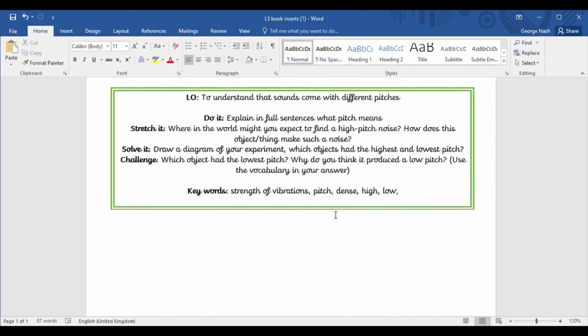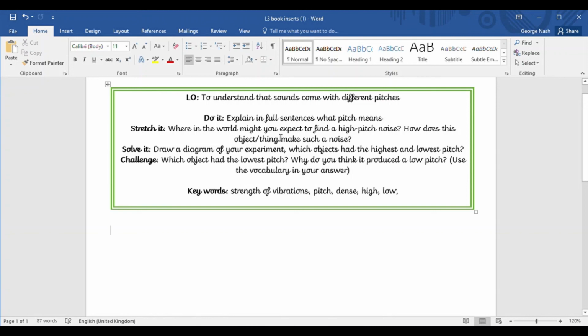Okay, so here is the sheet that you're going to need for your lesson. Keywords are down here: strength of vibrations, pitch, dense, high or low. Now your first thing to do is explain in full sentences what the word pitch means. Go back to the video earlier on if you've forgotten.